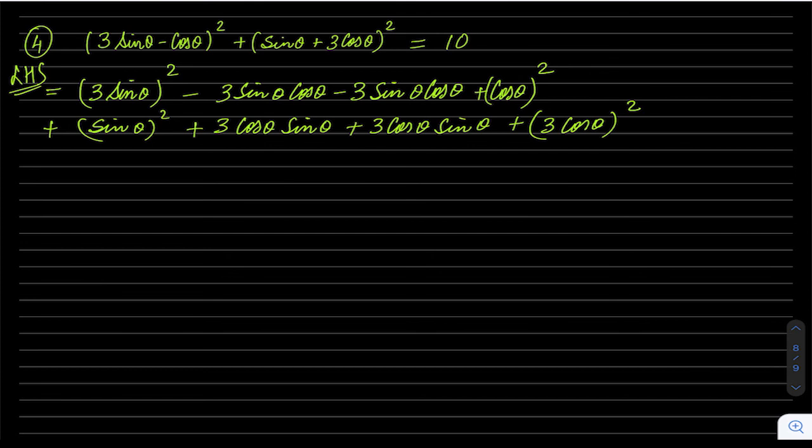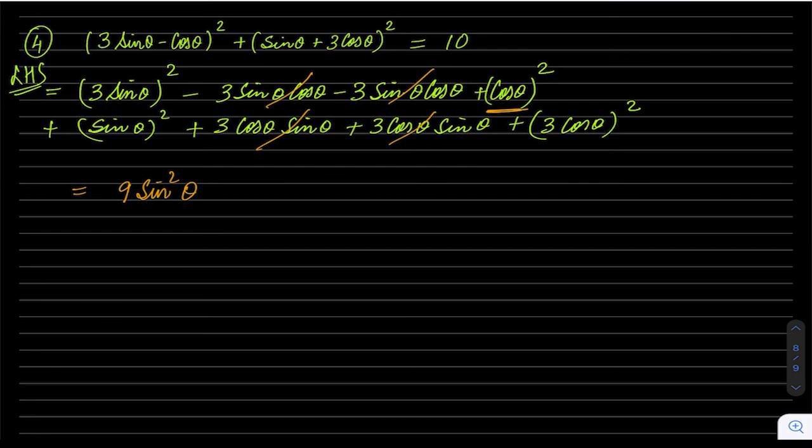Now let's cancel whatever we can cancel. I think this term, this term, this term, this term, we can cancel these terms. This is actually minus 6 cos theta sin theta, and this is plus 6 cos theta sin theta. Now 3 sin theta whole square will become 9 sin square theta.